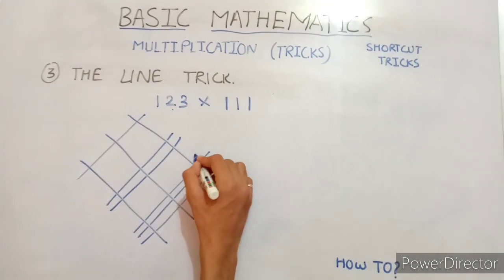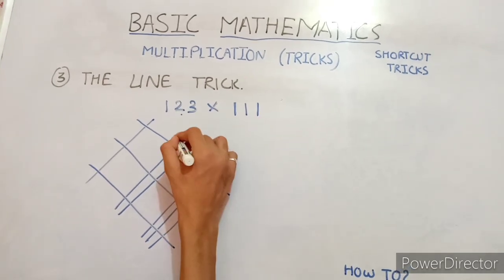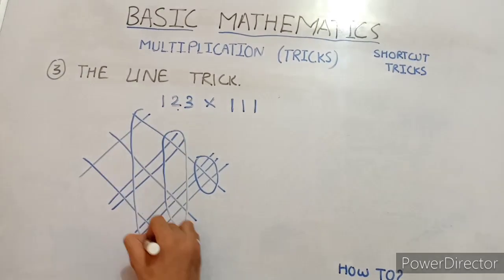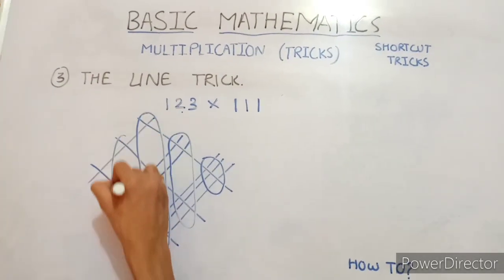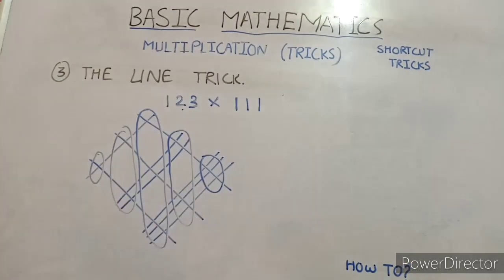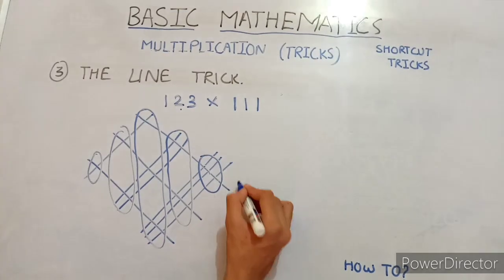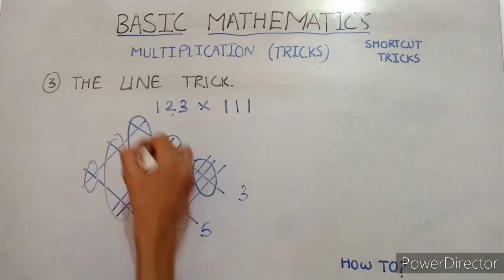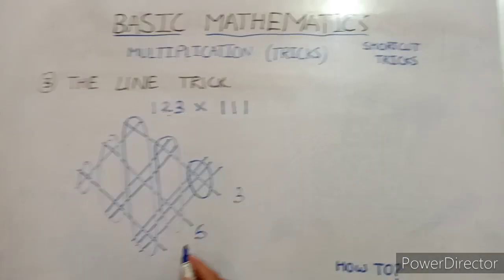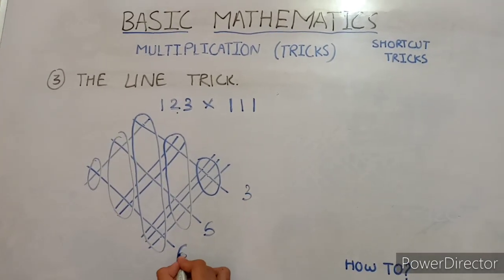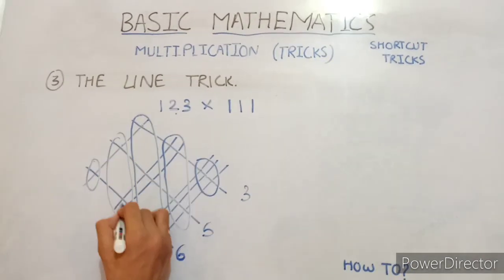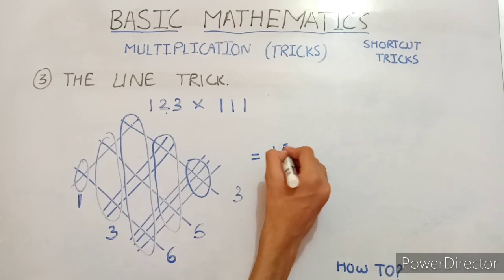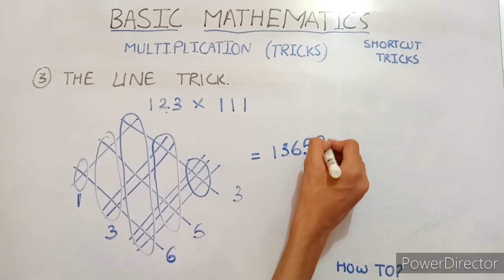Now we got one part, the second part, the third part, the fourth part, and the fifth part. So now let us add it. 1, 2, and 3. So here 3. Then 1, 2, 3, 4, and 5. So 5. Then 1, 2, 3, 4, 5, 6. So here 6. Here 1, 2, and 3. So 3. Here 1. So you got the answer as 1, 3, 6, 5, 3.